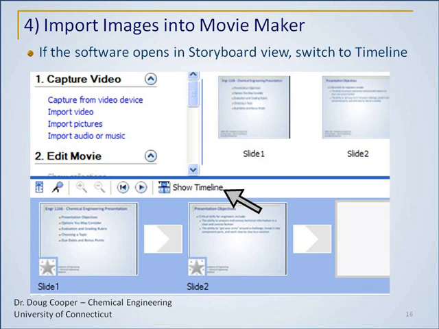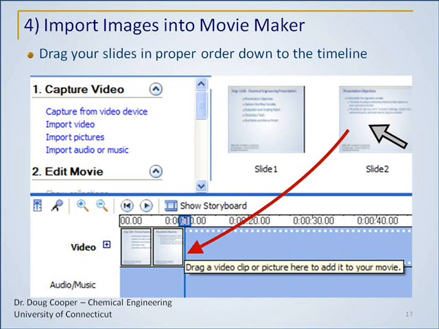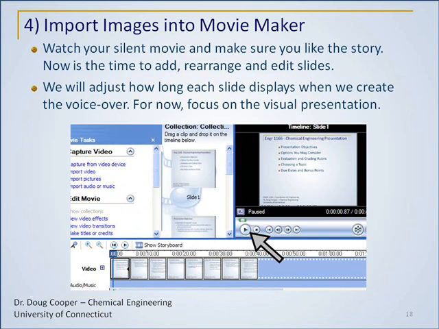This video uses the timeline view in Movie Maker. So if the bottom of your screen shows the storyboard view, click on Show Timeline. With the timeline view showing, grab all of your slides and drag them down to the timeline, the video timeline, as I show here. You can grab all of them at once, just make sure they're in the proper order. So your 10, 12, 15, however many images should be lined up right on that video timeline.